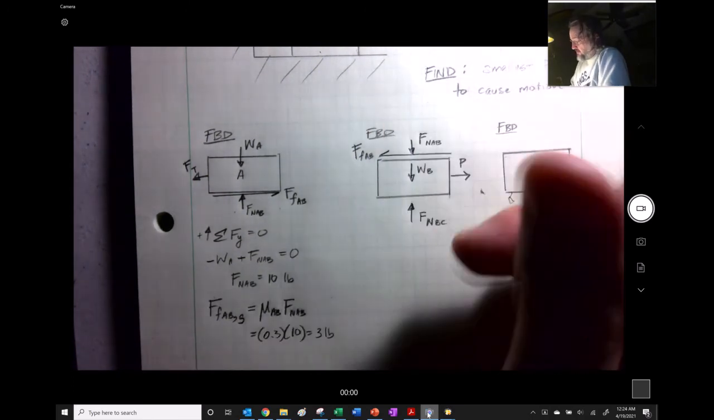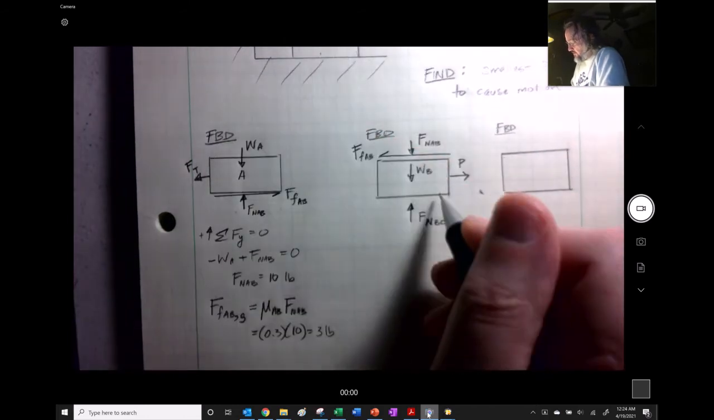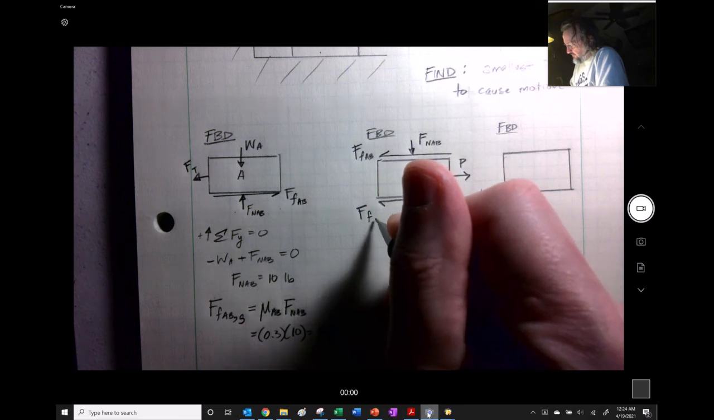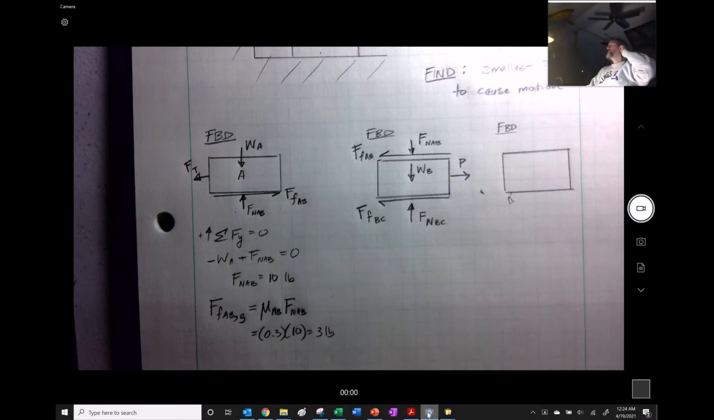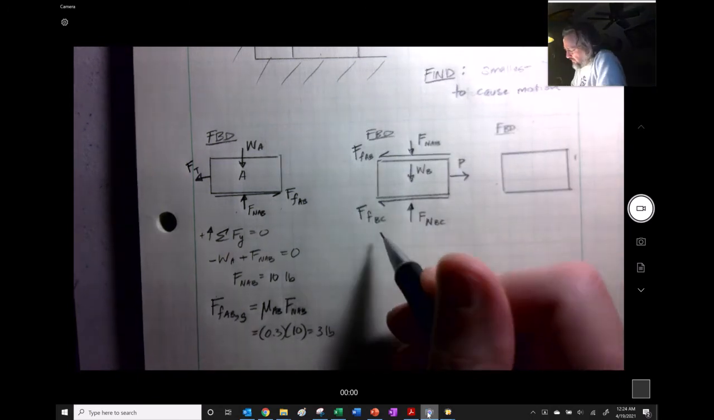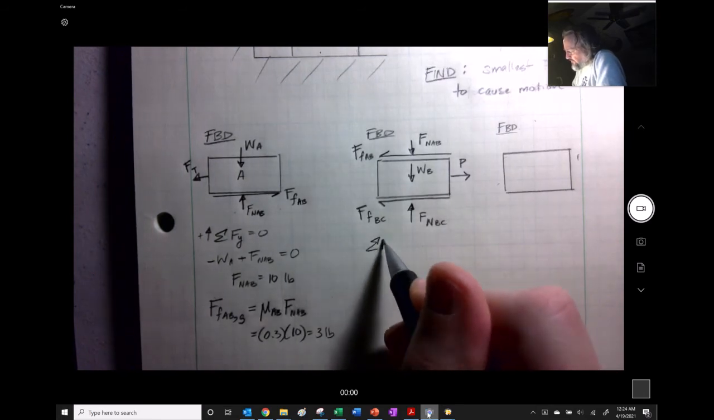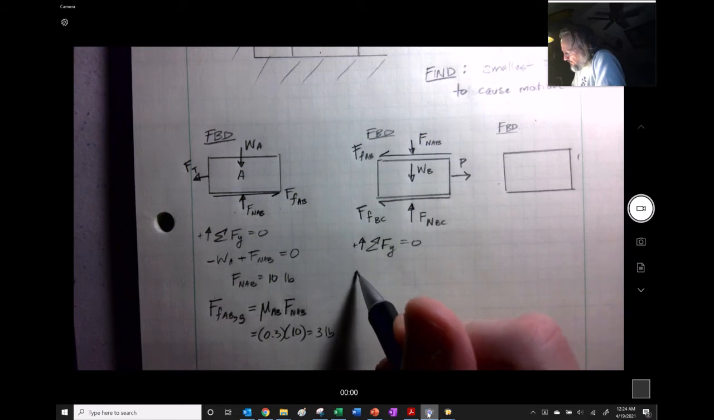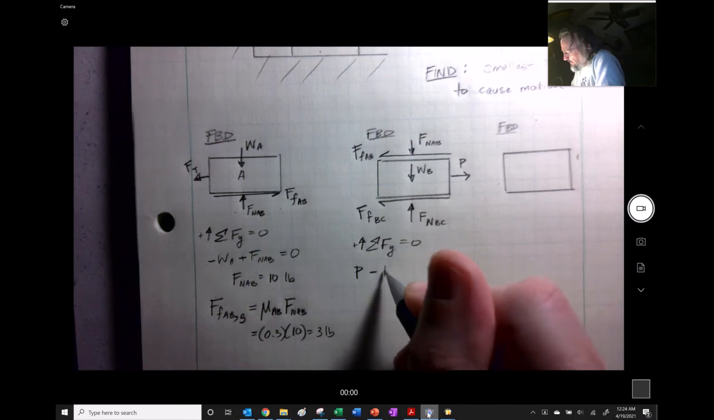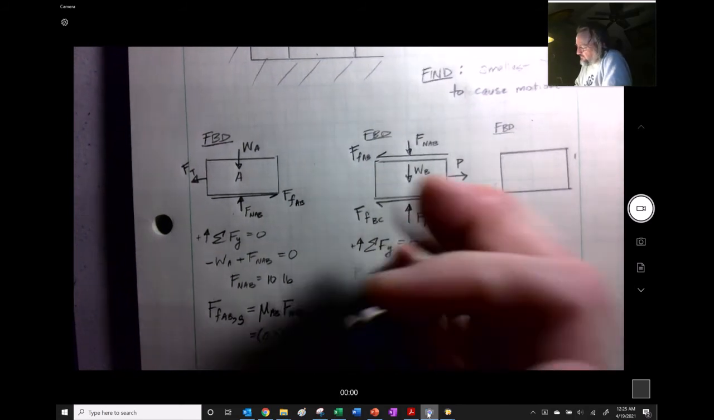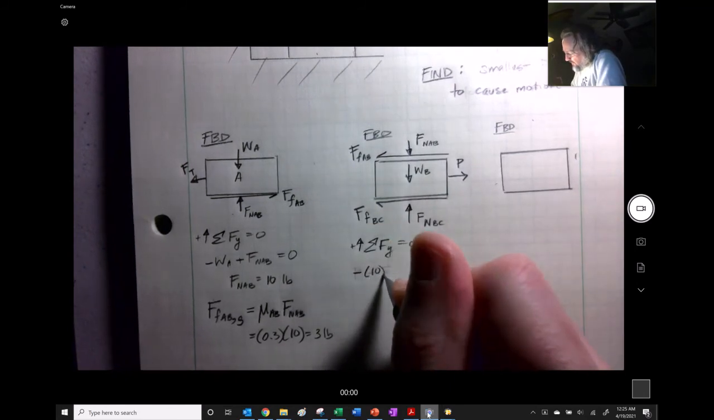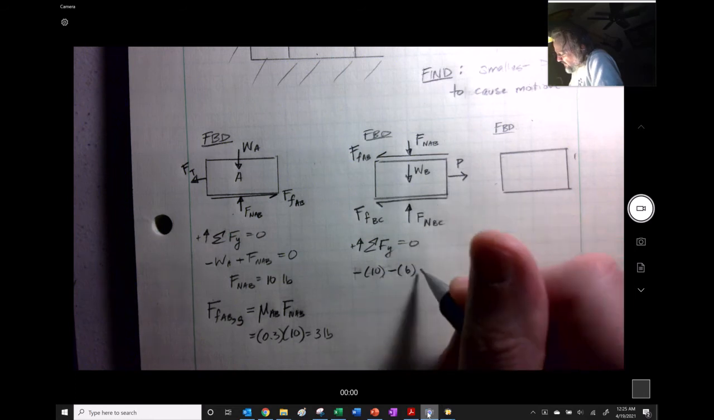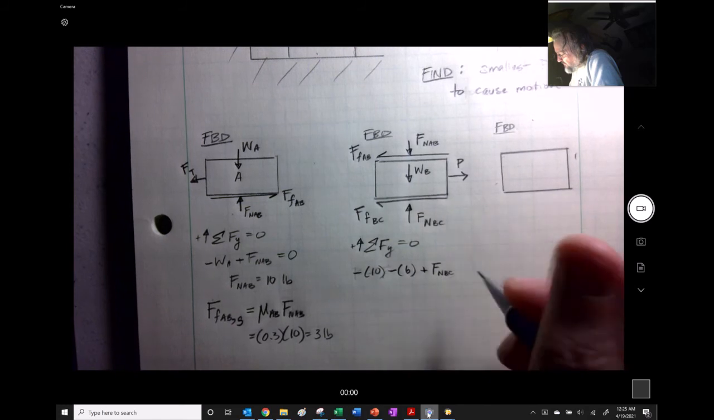Now, I think that this friction right here, yes, it has to go that direction. So here's the FBC. Yep. So, sum of the forces in the y direction equals 0. And we're going to have P, that's the thing we want to try to get, minus F, no, in the y direction, dummy. We're going to have a negative 10 pounds and a negative, I decided to stop using my symbols and just put the numbers in, and then plus FNBC equals 0.